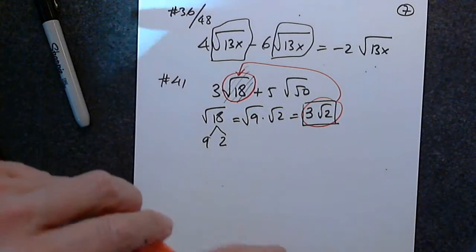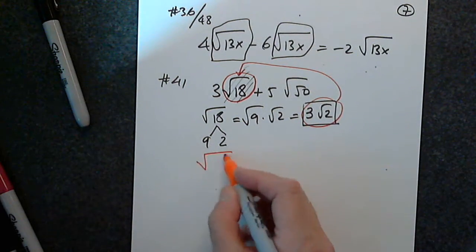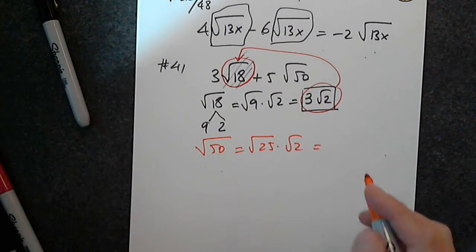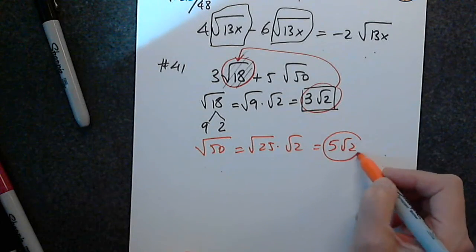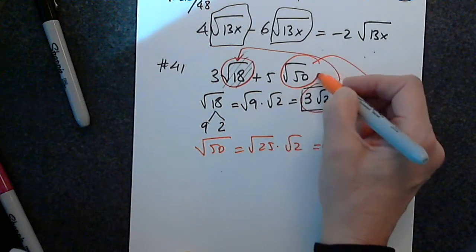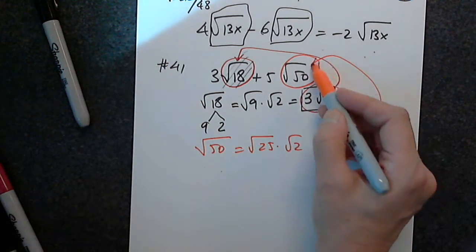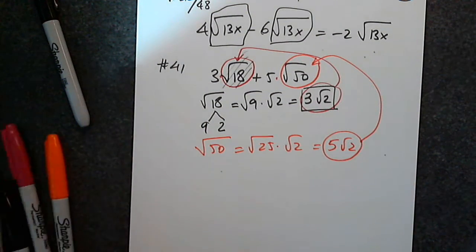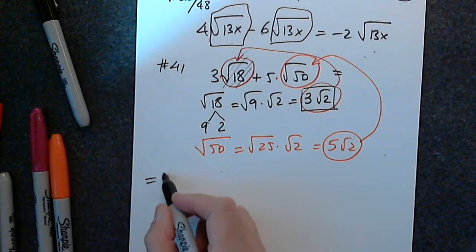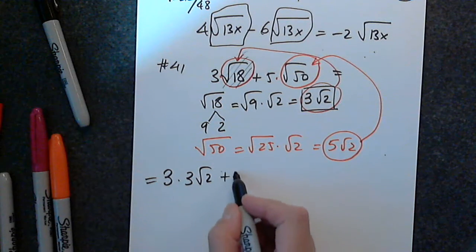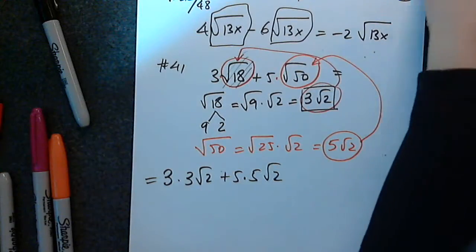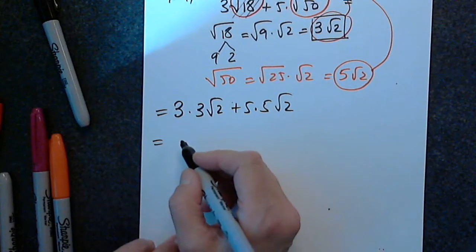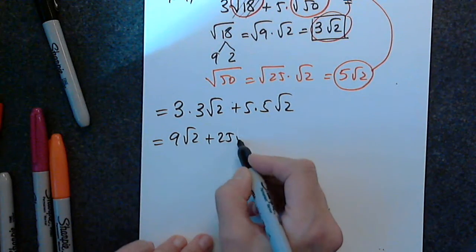Perfect. So now let's look at the square root of 50, which we had before a minute ago. The square root of 50 is the square root of 25 times the square root of 2, which translates into 5 the square root of 2. And this will replace this only. And the operation is multiplication, of course. So now let's write the whole thing one more time from scratch. So we have 3 multiplied by 3 the square root of 2 plus 5, which is multiplied by 5 the square root of 2. Yes. So 9 the square root of 2 plus 25 the square root of 2.